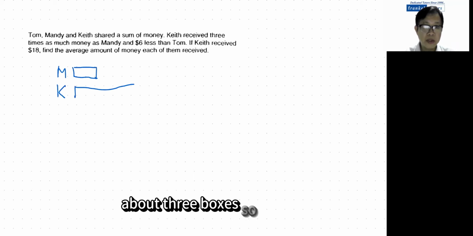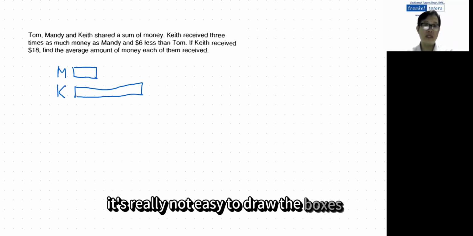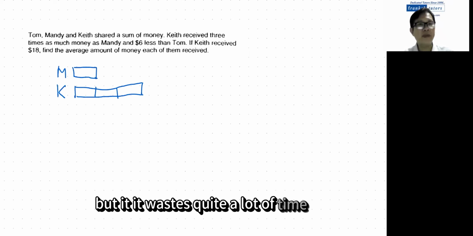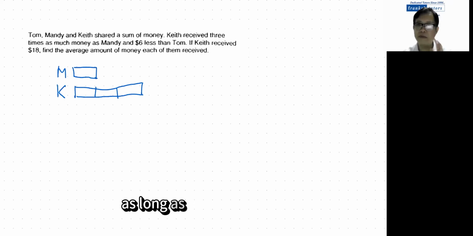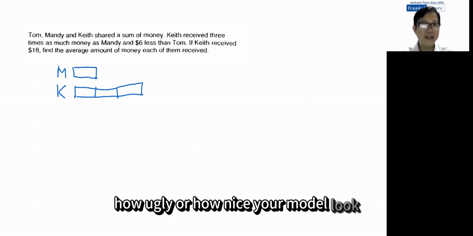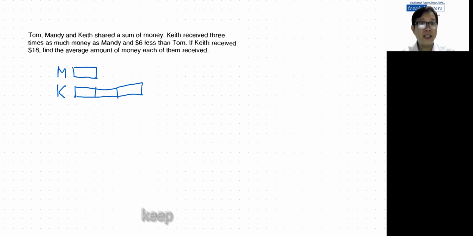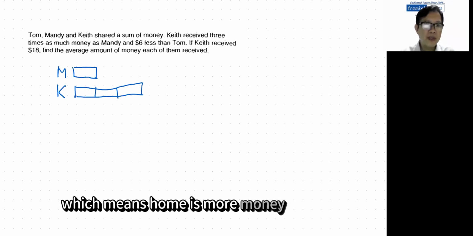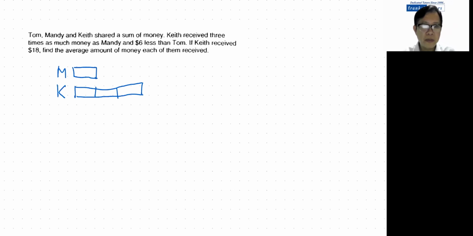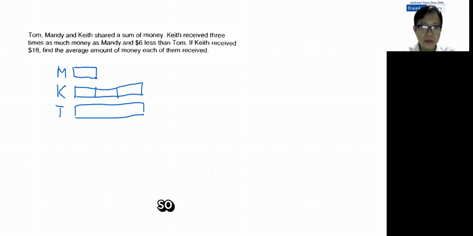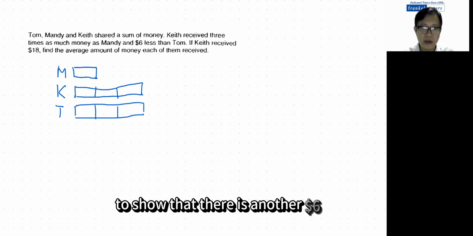about 3 boxes. So as you can see, it's really not easy to draw the boxes. That's why many students have turned to stencils. But it wastes quite a lot of time in the exam. So we will always say, as long as the proportion is already there, we really don't care how ugly or how nice your model looks. And then finally, okay, Keith received $6 less than Tom, which means Tom has more money. More by how much? More by another $6. So we put another plus 6 to show that there is another $6 more.